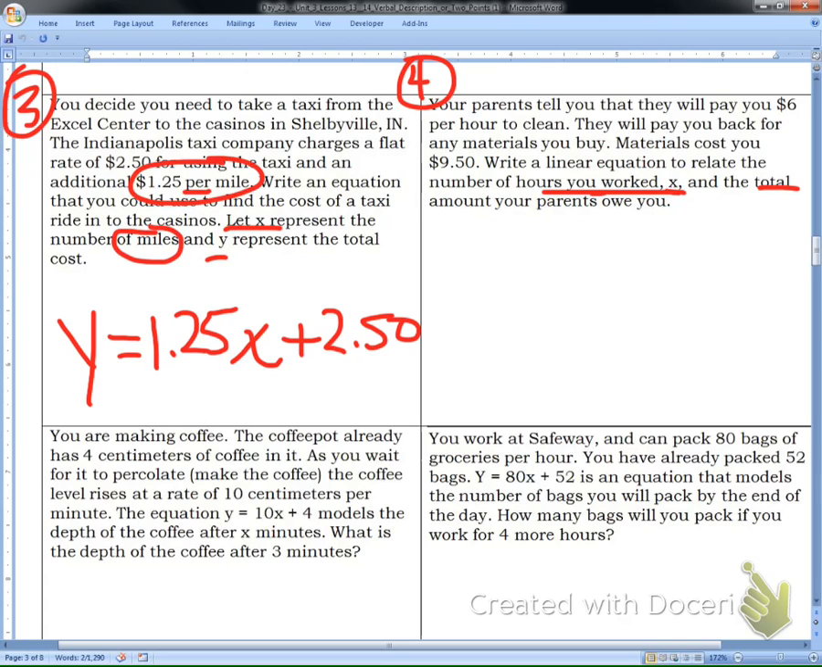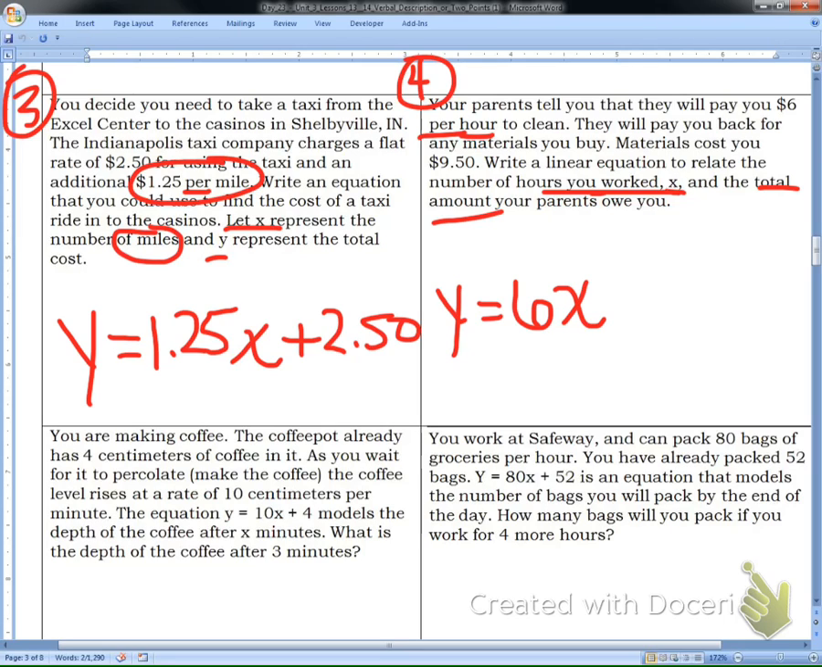Well, there's that total amount. So we're going to use y to represent the total. And it says hours is x. So look for the number that's associated with hours. Your parents tell you they'll pay you $6 per hour. There's that word hour. In fact, there's that word per. So we know the 6 goes in front of our x. The materials cost you $9.50.